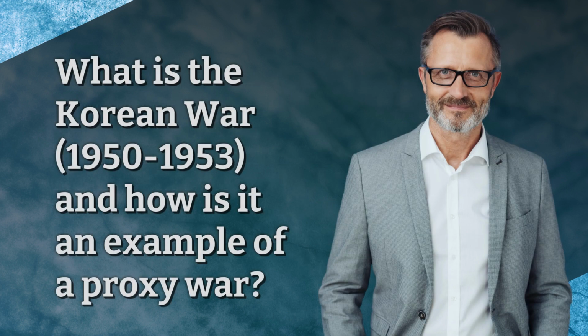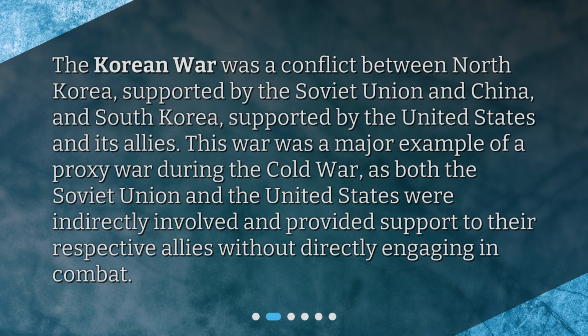What is the Korean War, 1950 to 1953, and how is it an example of a proxy war? The Korean War was a conflict between North Korea, supported by the Soviet Union and China, and South Korea, supported by the United States and its allies. This war was a major example of a proxy war during the Cold War, as both the Soviet Union and the United States were indirectly involved and provided support to their respective allies without directly engaging in combat.